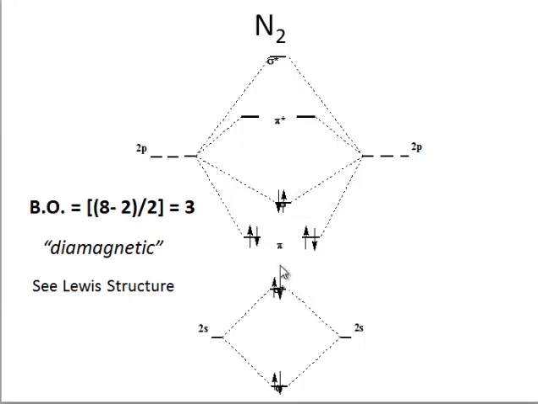Now, 2 of these electrons are actually in an anti-bonding orbital. The remaining 8 are in bonding orbitals, so the bond order is 8 minus 2 over 2, which is 3. You'd see the same bond order if you refer to the Lewis structure for N2. In addition, all the electrons in the N2 molecule are paired. Now, this state is referred to as a diamagnetic state. When a molecule has all its electrons paired, it will have no magnetic properties. This is what diamagnetic means.